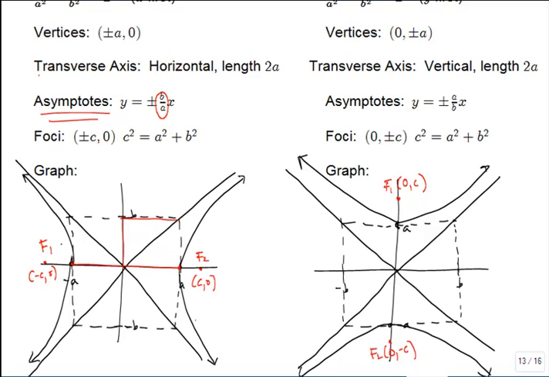And then your foci, again, are going to be 2 points. They should be inside of your two branches of your hyperbola, and they would be at (c, 0) and (negative c, 0), with the relationship that c squared is always a squared plus b squared.